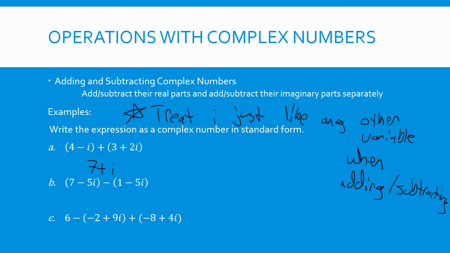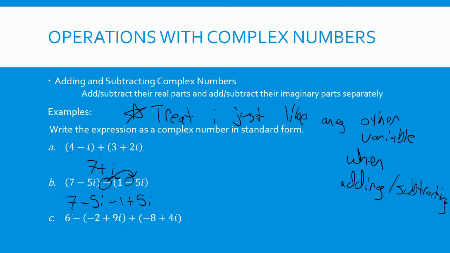Part B, 7 minus 5i minus 1 minus 5i. Make sure if you have a minus in front of a term with parentheses right behind it, you're basically distributing that negative sign to both terms. Would rewrite this by getting rid of those parentheses. You're subtracting 1, you're subtracting negative 5i, which turns into positive 5i. Make sure that positive 5i comes back to that very last one because we're subtracting a negative term. The double negative turns into a positive.